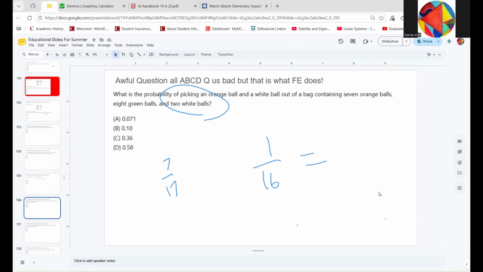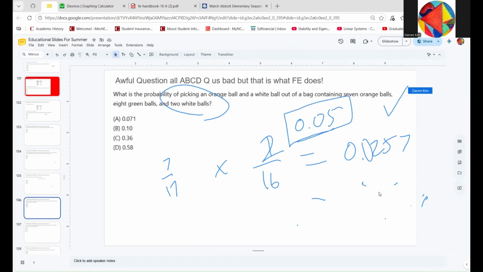Orange and white is an or question. Because you initially have this, multiplied by 1 divided by 16, which equals 0.2257. But you have to notice that, no, that's wrong. This is 2, so it's 2. 7 divided by 17 multiplied by 2 divided by 16, right? And that's 0.205. All right, that's one of the things we have to look for.